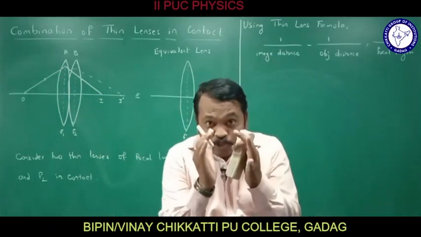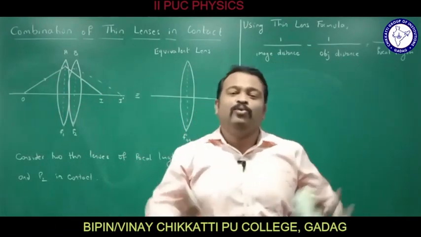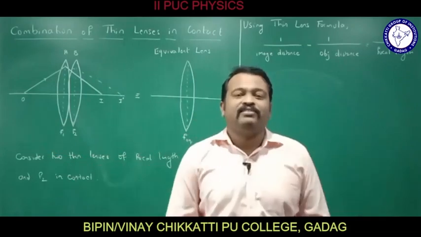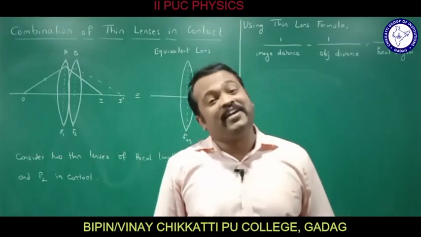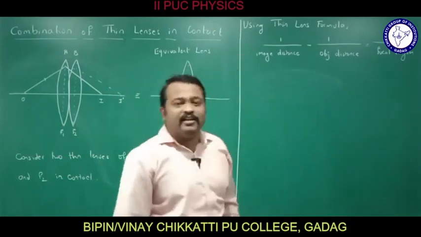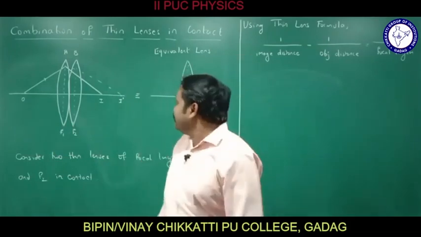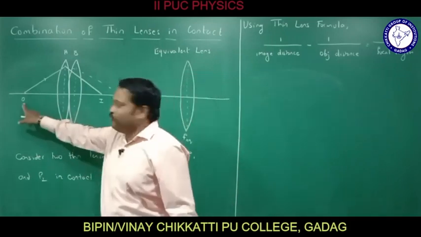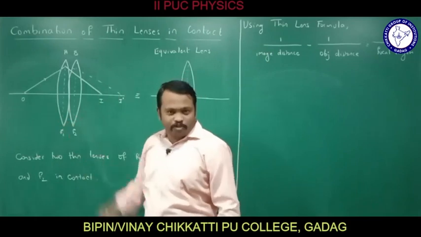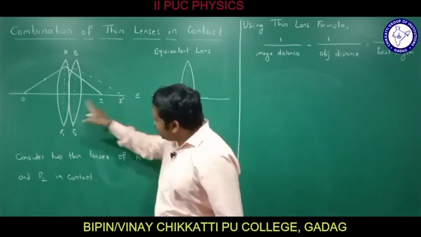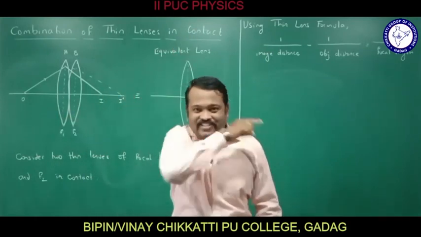Same thing, right? There we took two spherical surfaces, here we are taking two lenses, that is the difference. The derivation is one and the same. There I had used the refraction at spherical surface formula, here I am using the thin lens formula, that is the difference. See here, what is O? That is the object. What is I? Image of the combination. What is I dash? Image of the first lens.